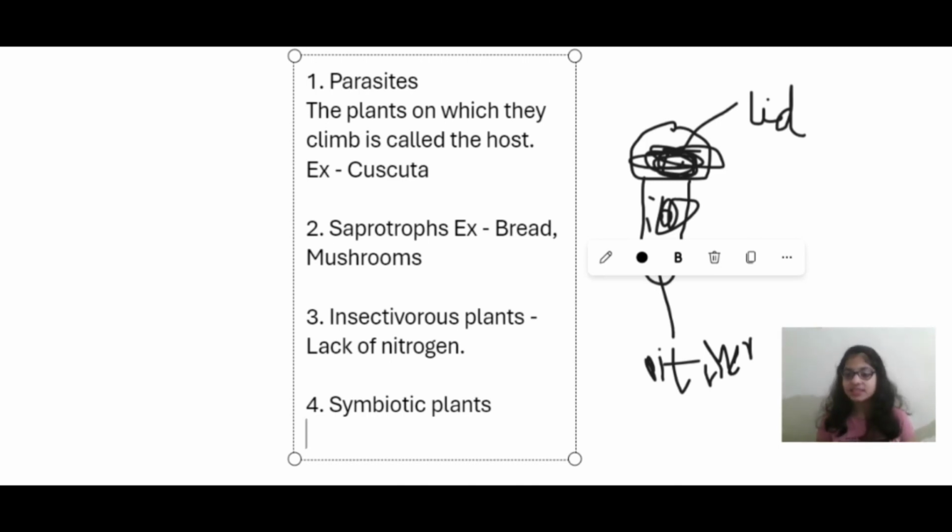Basically, symbiotic plants live together and share nutrients, shelter, everything with another organism. Let's take an example of fungus. The plants give nutrients to the fungus, and in return, the fungus gives food and water to the plants. This is a symbiotic relationship. Symbiosis also you can say, or symbiotic. They both are the same thing, right?